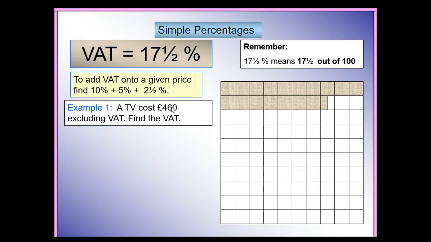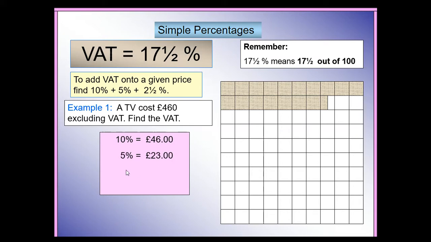What's 10%? We have £46. What's 5%? It's half of that, 23. So how do you find 2.5? Half it again, and you get 11.50. So to find 17.5, we add the 10, the 5 is 15, and the 2.5 makes 17.5. So we add all your numbers together. I would definitely set it out so that I could add them together.